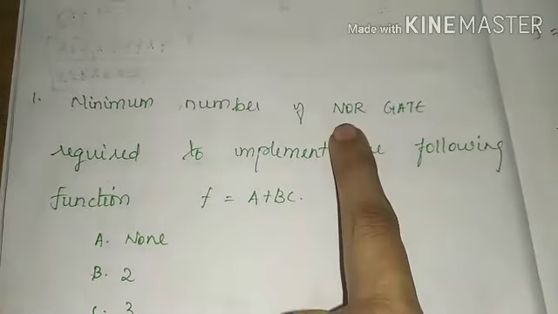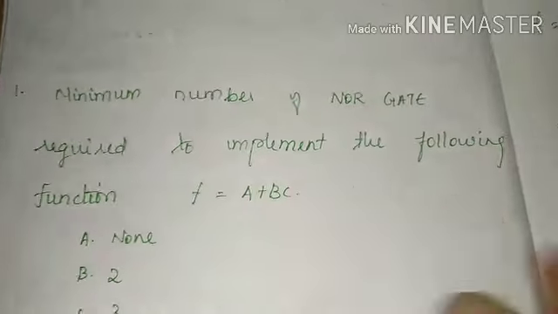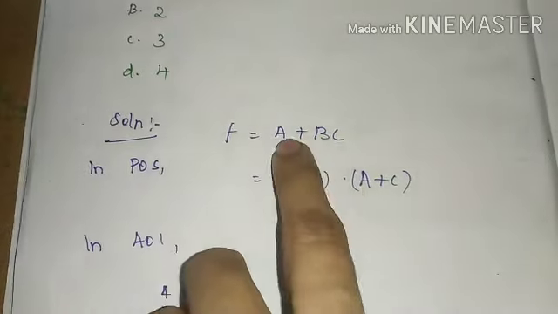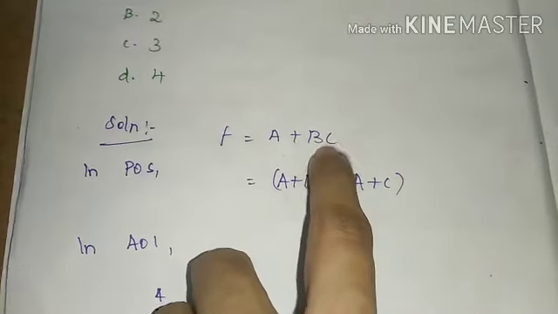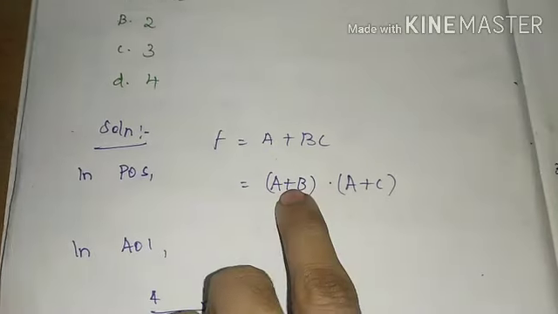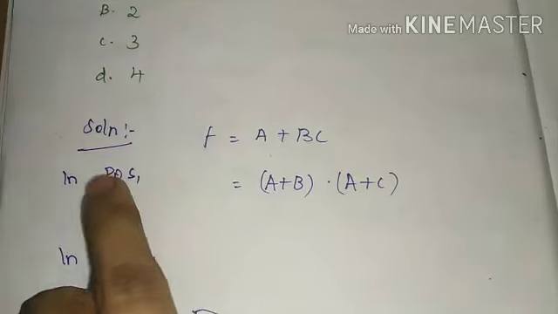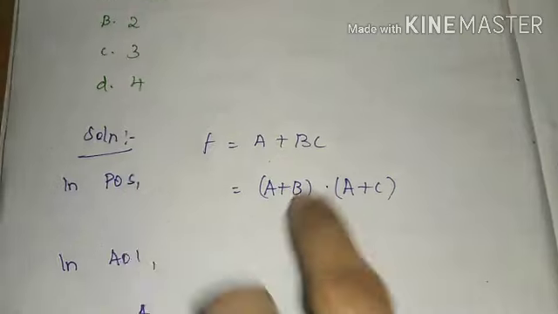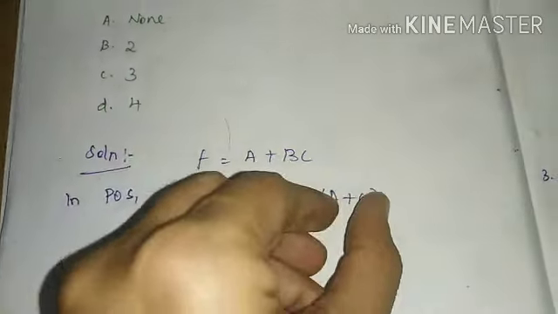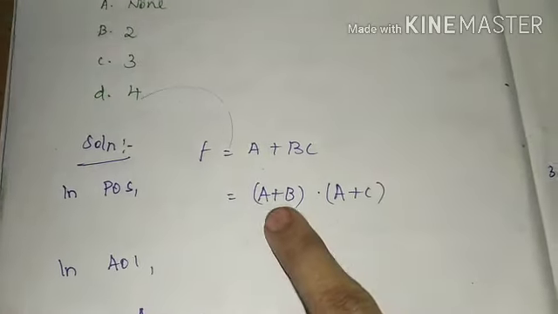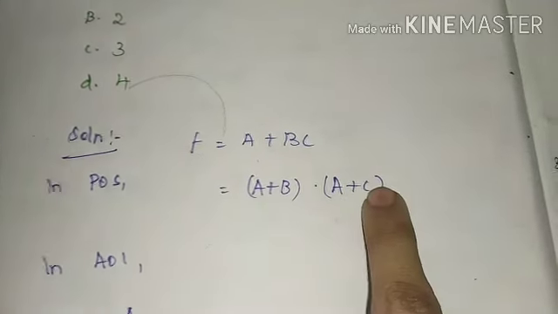Here they have asked for the minimum number of NOR gates. So we have to convert our given function into product of sum. These are in sum of products, right? I just converted this one into the product of sum format. Product of sum, we can write it as POS. These are sum terms and we are producting these two sum terms. This is said to be the product of sum.